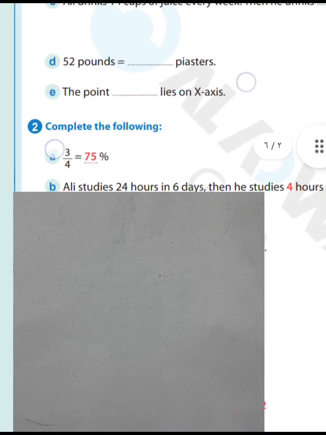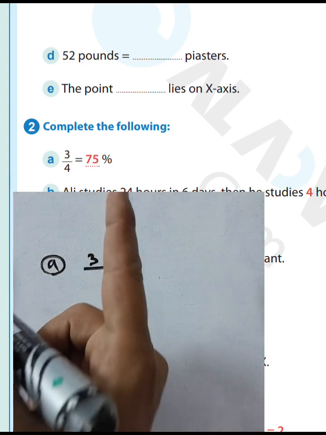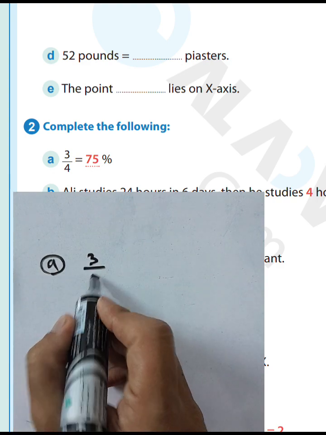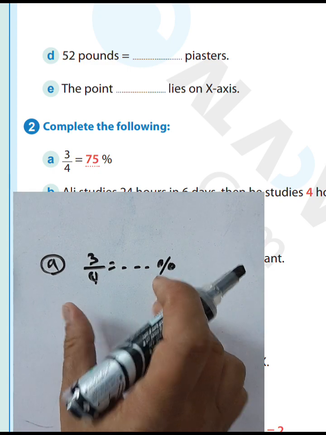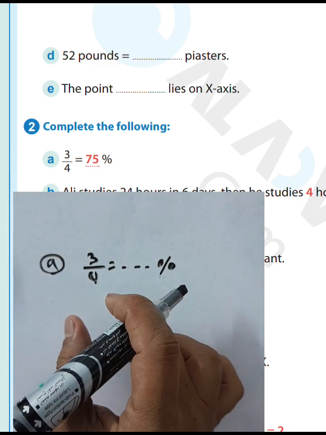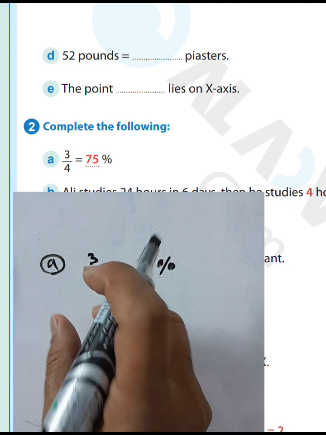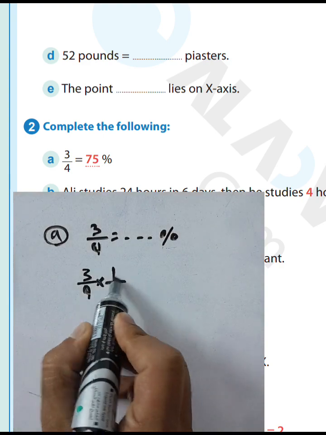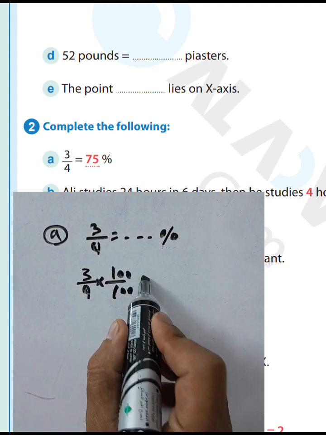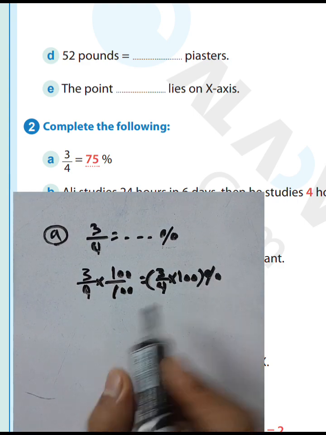Number 2. 3 over 4 equals space percent. He solved this example in red, but he must write here 3 over 4 equals space percent. This is a question. Can you solve this example? It's very easy. To convert any fraction to percent, you must multiply by 100 and divide by 100. So you can write 3 over 4 times 100 over 100 equals 3 over 4 times 100 percent.